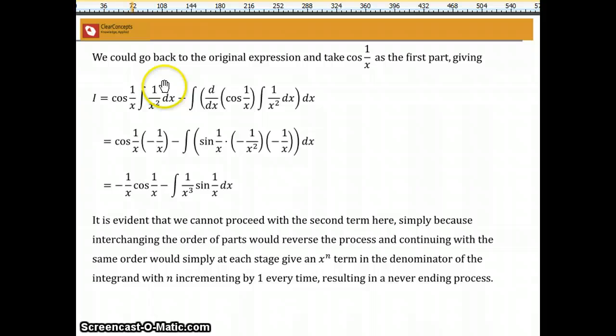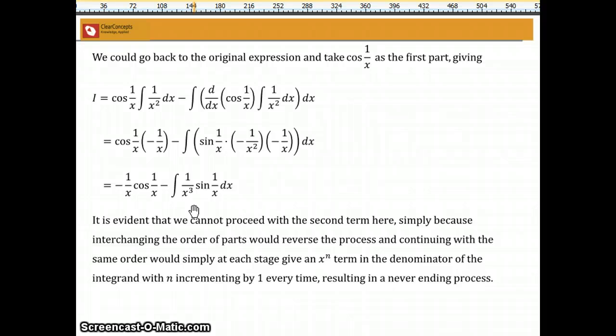We could go back to the original expression, take cos 1 by x as the first part, and that would give us I is equal to cos 1 by x integral 1 by x squared dx minus integral of d by dx cos of 1 by x integral 1 by x squared dx dx. So that's applying parts with the order reversed. And so that gives us cos of 1 by x into minus 1 by x minus integral sine of 1 by x into minus 1 by x squared into minus 1 by x dx. And that gives us minus 1 by x cos 1 by x minus integral of 1 by x cubed sine 1 by x dx.